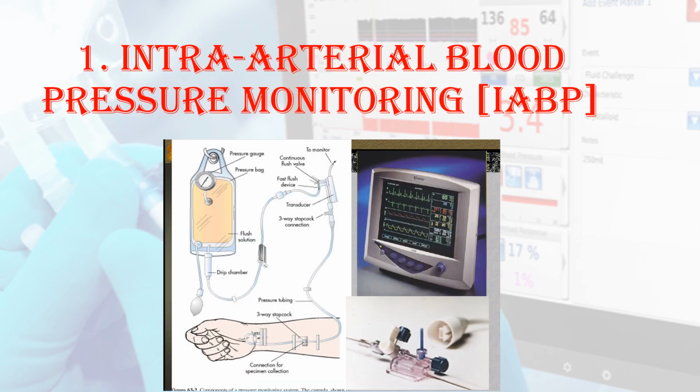First, we already said which are the invasive methods. The first one is intra-arterial blood pressure monitoring, usually denoted with the A line, otherwise the IABP. In this picture, the line is inserted in the radial artery. Further, it is connected with the transducer, and this is also a pressure bag where IV fluid is inserted, and also a pressure gauge is there.